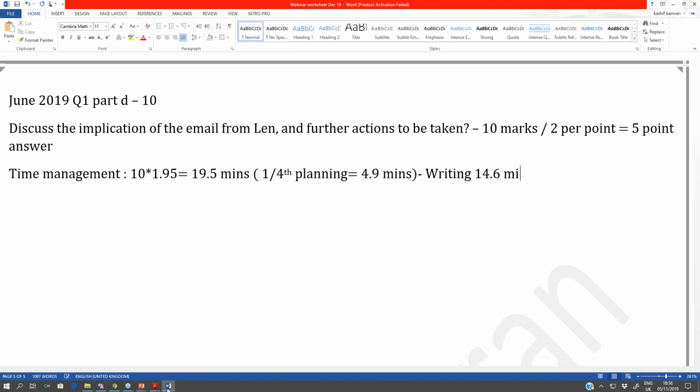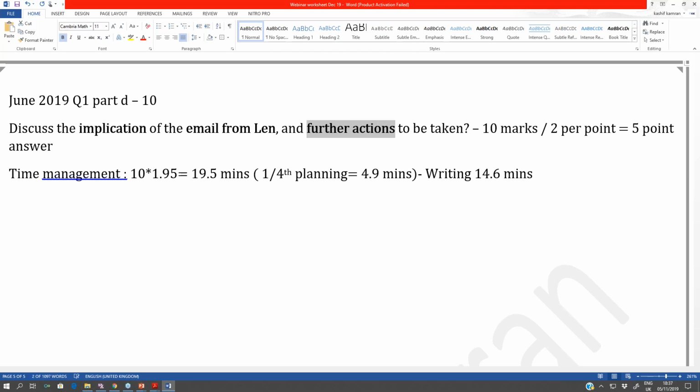14.6 minutes. So will you be doing the same exercise in exam hall, that you multiply the total marks for every requirement with 1.95, and then from that you know that 1/4 of the time I can spend on the reading and planning. Now this email from Len, of which we need to discuss the implication. We need to discuss the implication of the email from Len, and we need to write the further action.